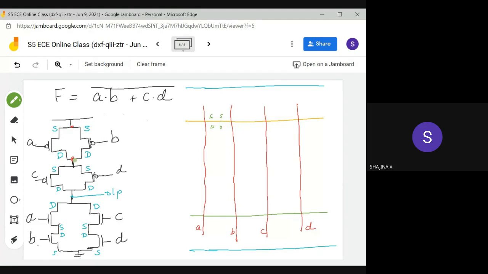So here between B and C, you can see a connection is there. See, source of C, right? Then drain of B. Okay, there we can only connect it like that.